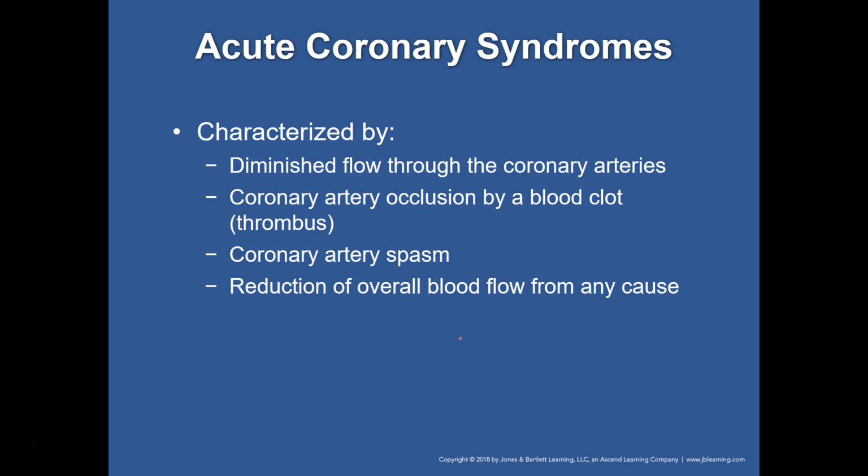So we're talking about ACS, characterized by the diminished blood flow through the coronary arteries. Now, after that, you get an occlusion by a blood clot or a thrombus, or it can be characterized by coronary artery spasm. We'll talk about that in just a second. If you're already working ahead, talking about Prinzmetal's angina, things like that. And then reduction of overall blood flow from any cause. So it can be shock, dysrhythmia, pulmonary embolism, all of those kind of things.